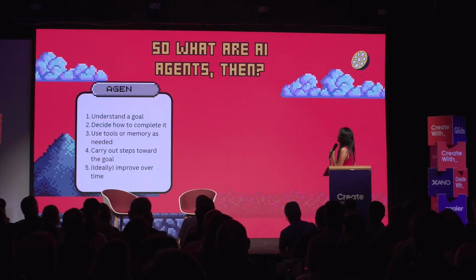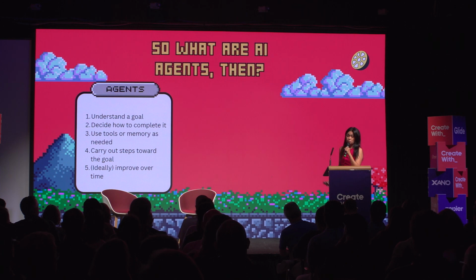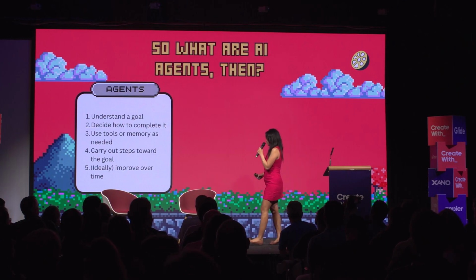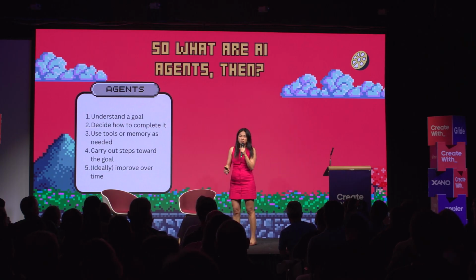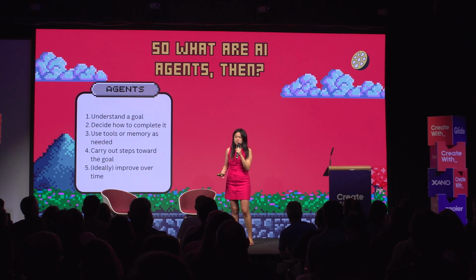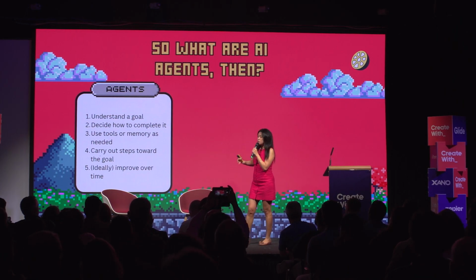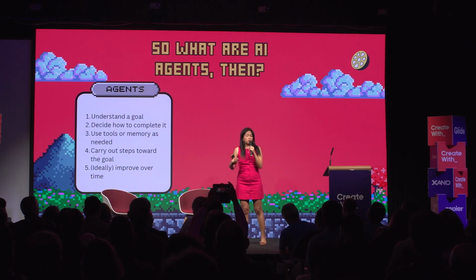Okay. So what are AI agents then? If it's not general intelligence, what is an AI agent? It can understand a goal. It can decide how to complete it. It can use tools that it needs, like memory, a knowledge base. And it can carry out steps to goals.